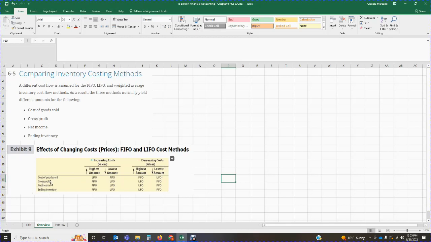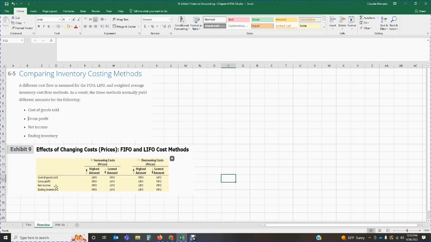Okay. For our gross profit, okay, sometimes we want to report a high amount of profit. If we have increasing cost, FIFO would yield the highest amount of gross profit, while LIFO would yield the lowest amount of gross profit. Well, when we have decreasing costs, LIFO would yield the highest amount, while FIFO would yield a lower amount of our gross profit.